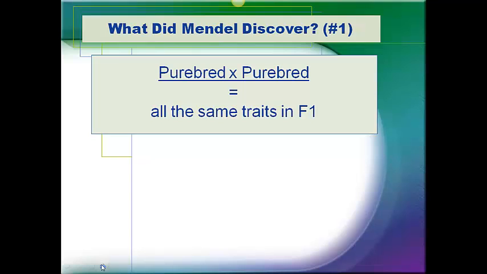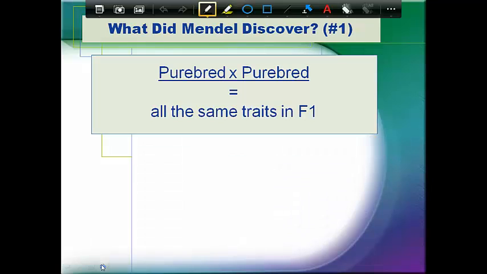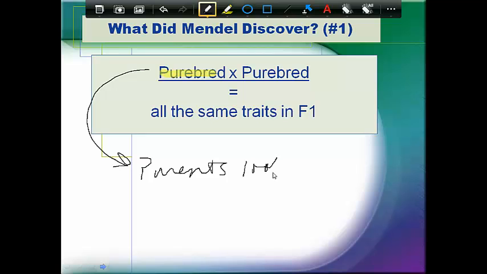So the first word we want to look at is purebred. This word purebred is something that you hear lots of times in dog breeding talk and things like that. Purebred basically means that these are plants, in Mendel's case, that had parents that looked the same as them. If you didn't write that down yet, please do that. Purebred: parents look the same as offspring.